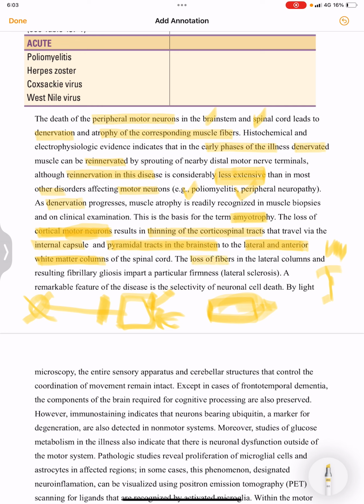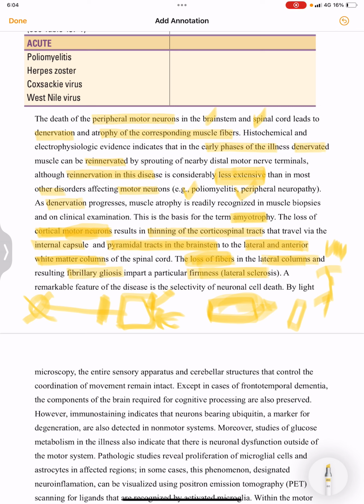So with loss of fibers in the lateral columns, what will happen? In the lateral white matter columns, there is a loss of fibers, resulting in fibrillary gliosis. If the fibers are lost, they will be replaced by fibrillary gliosis. Because of this, there is a particular firmness. So this is called lateral sclerosis.